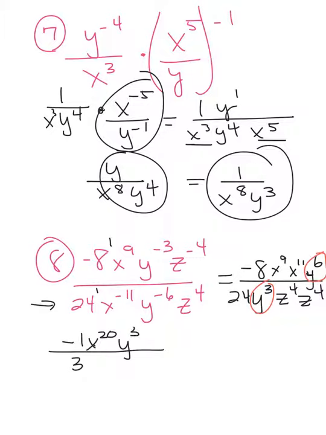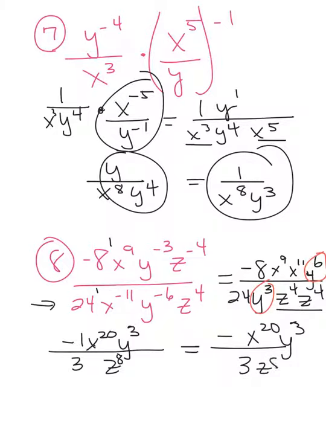And my denominator, I have z to the 4th times z to the 4th, which gives me z to the 8th. So when I simplify that, I don't really need that negative 1 in front. So my final answer, I need the negative sign but not the number 1. So I get negative x to the 20th, y to the 3rd, all over 3z to the 8th.